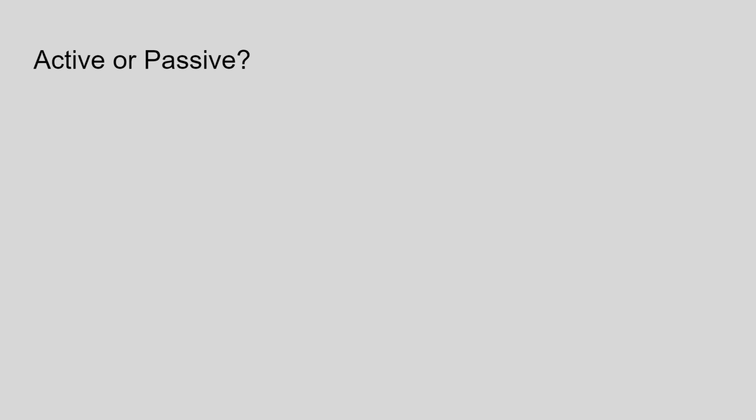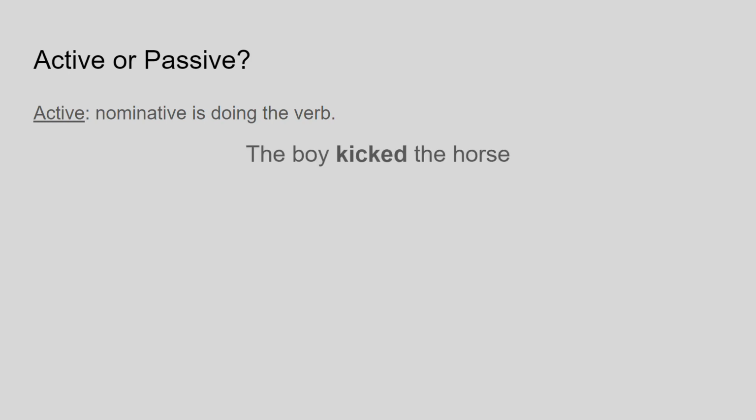So active or passive? Well, passive verbs are actually really easy to spot and translate once you get your head around them. In active sentences, the nominative is the person in charge of the action, and the accusative is the thing receiving the action. So, for example, the boy kicked the horse. The boy is the nominative, he kicked the horse in the accusative.